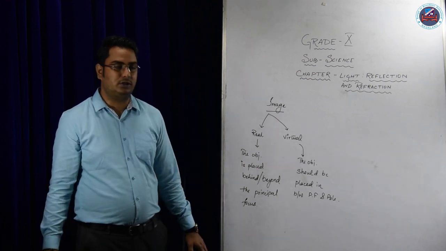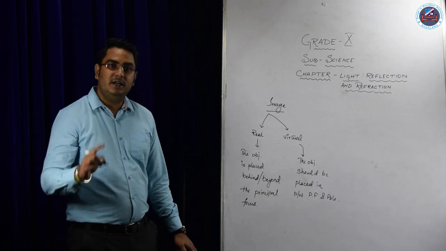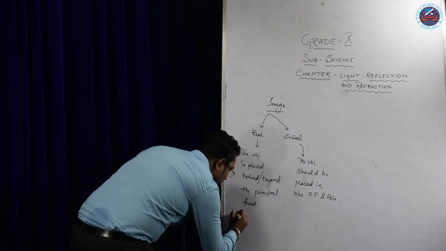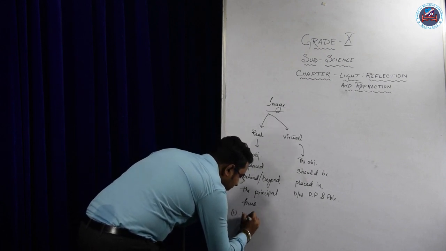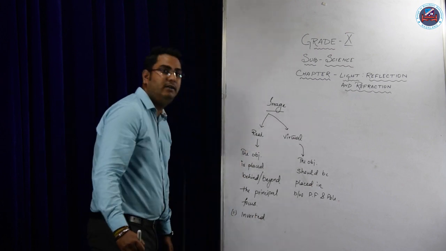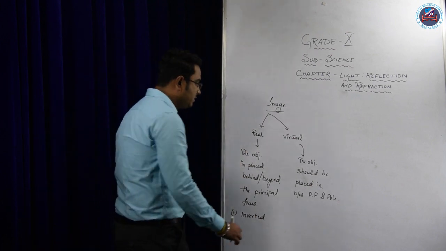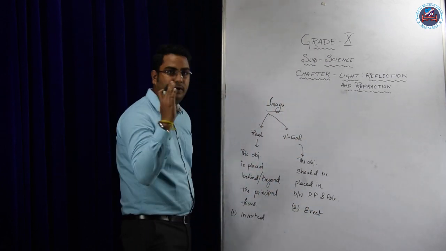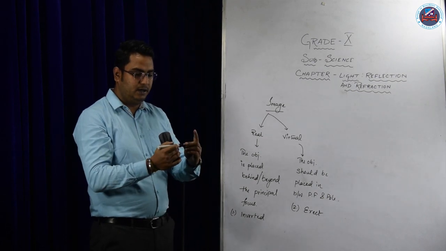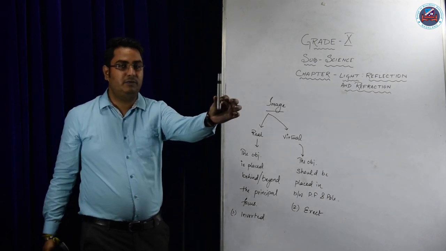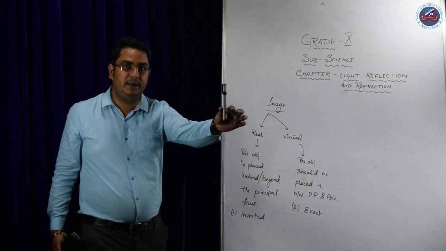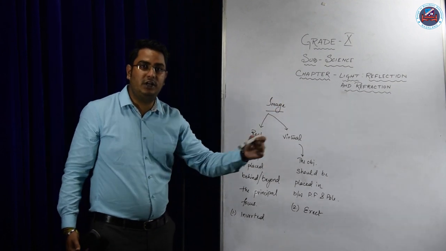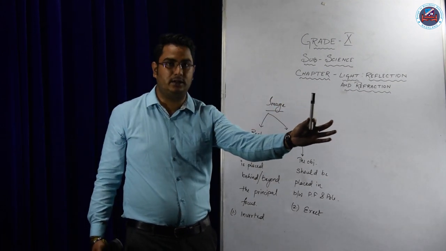Now there are a few natures of it also. What is the nature of a real image? Real images will always be inverted in nature, always ulta. Whereas virtual images will always be erect, straight. If this is a pen, this marker, and we want a real image of it, the real image of this marker will always be upside down, whereas the virtual image will always be erect, straight.